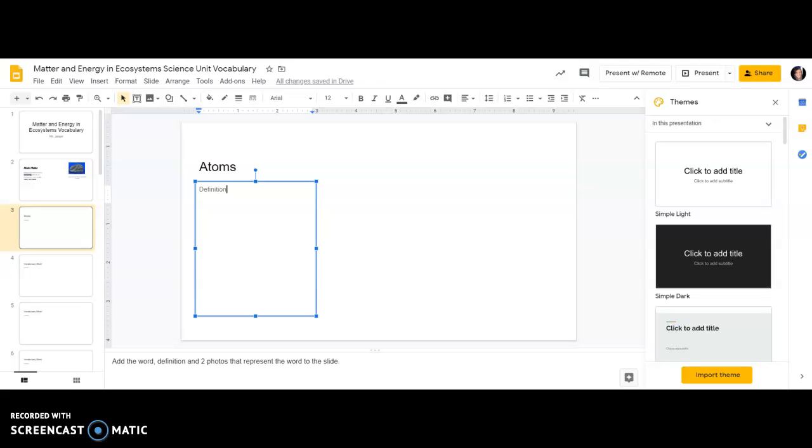And then when you are done, just make sure that you are turning that in on Google Classroom so that I can see that you have finished it. I can review your work and I can give you the credit. Okay. So hopefully this makes sense.